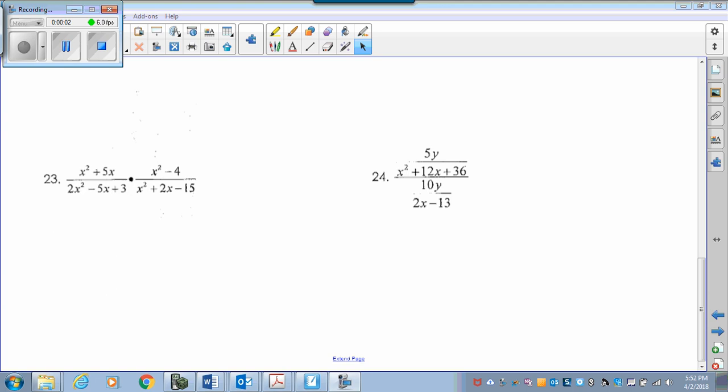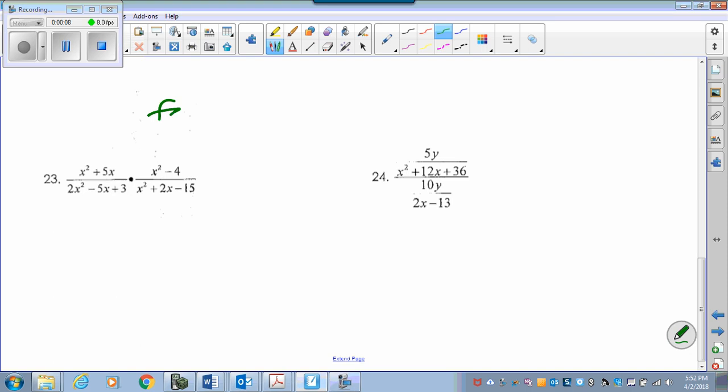Okay, now we're multiplying and dividing rational expressions. Remember, what you do is you just factor first, and then you divide out what you can that's on top and bottom. I'll look at 24 because we haven't had it set up like that, but it's basically just a division problem. This means this fraction divided by this fraction.